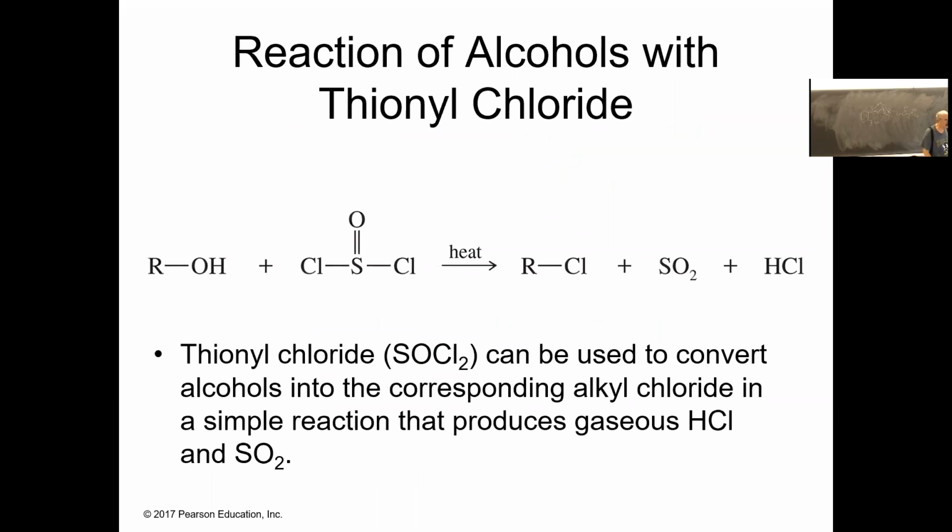Thionyl chloride can also be used to convert alcohols to alkyl halides. This is the formula for thionyl chloride. And the byproducts here are sulfur dioxide and HCl, both of which are gases. They can be easily trapped and removed, and that prevents the reaction from going backwards. So you can get alkyl chlorides in very good yields.